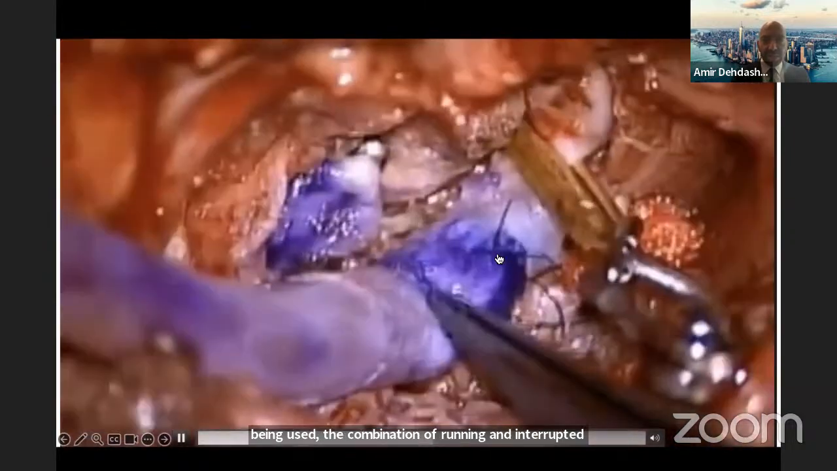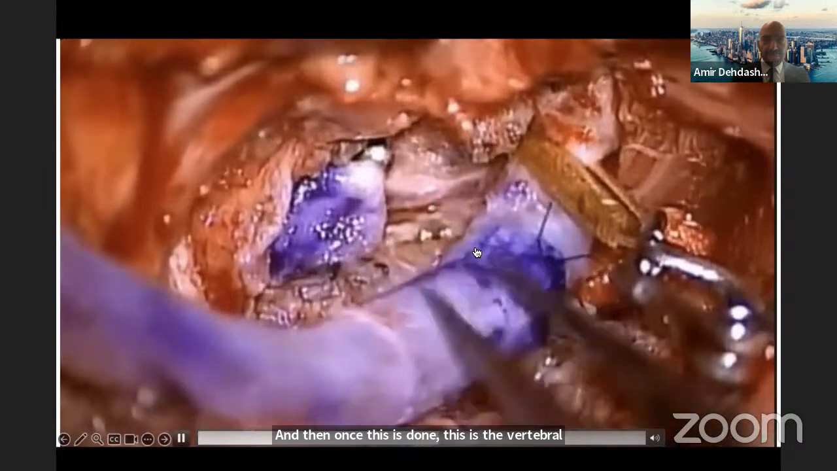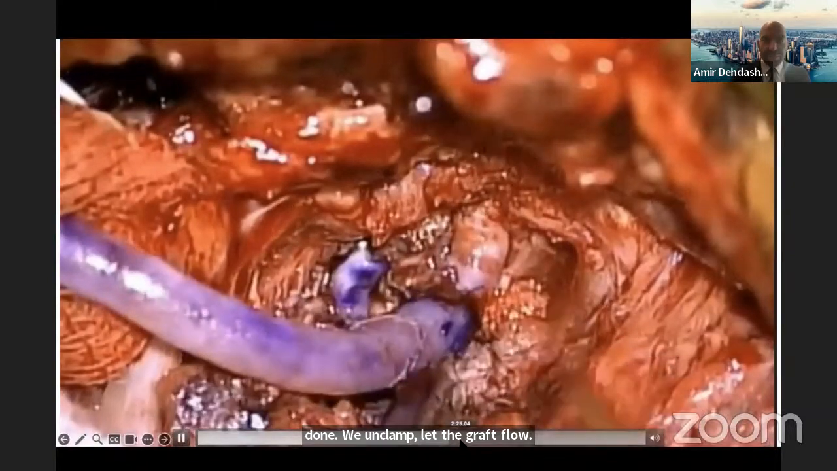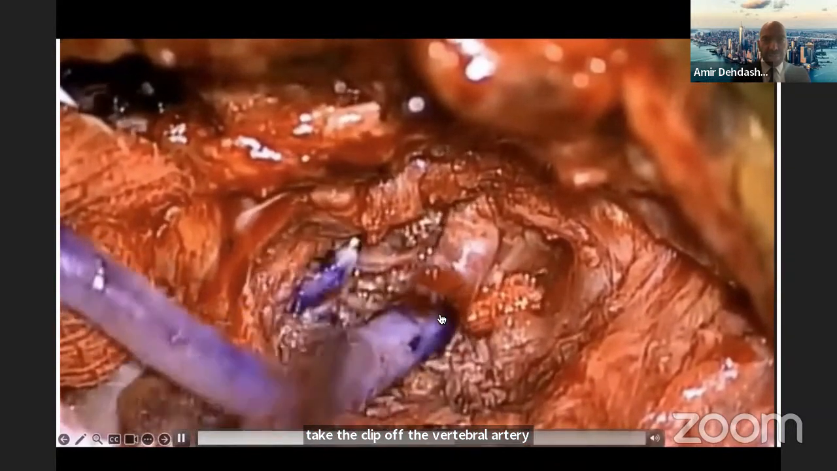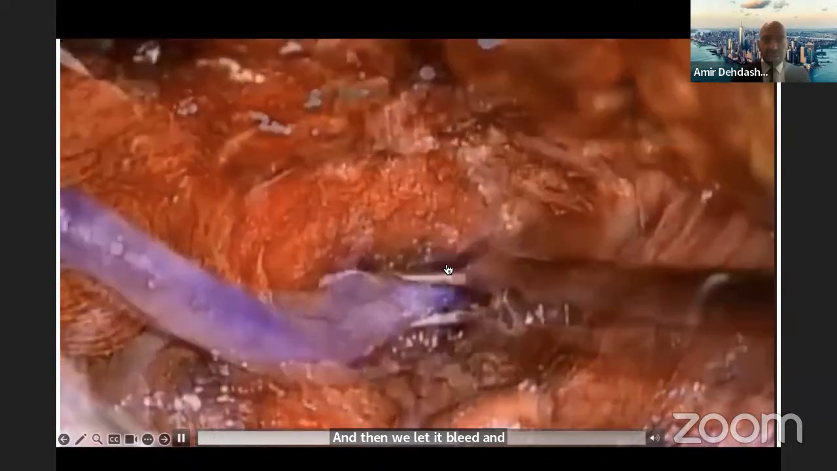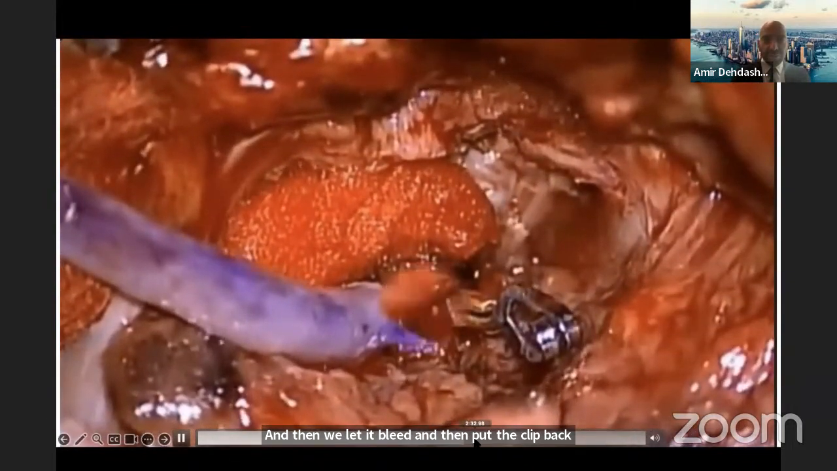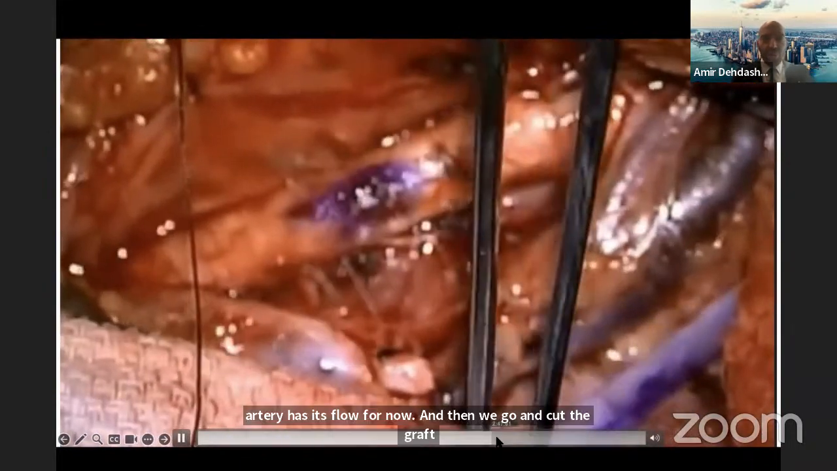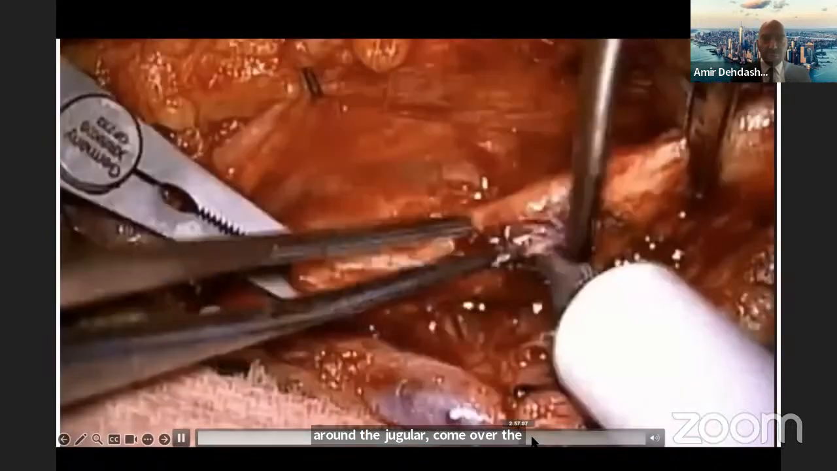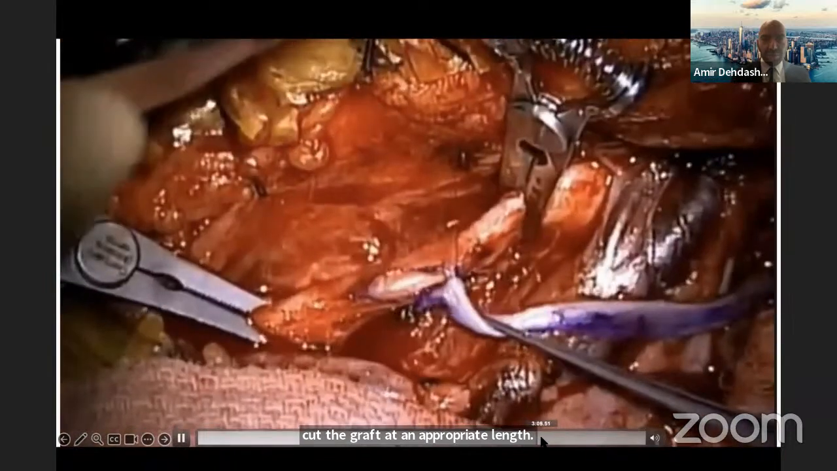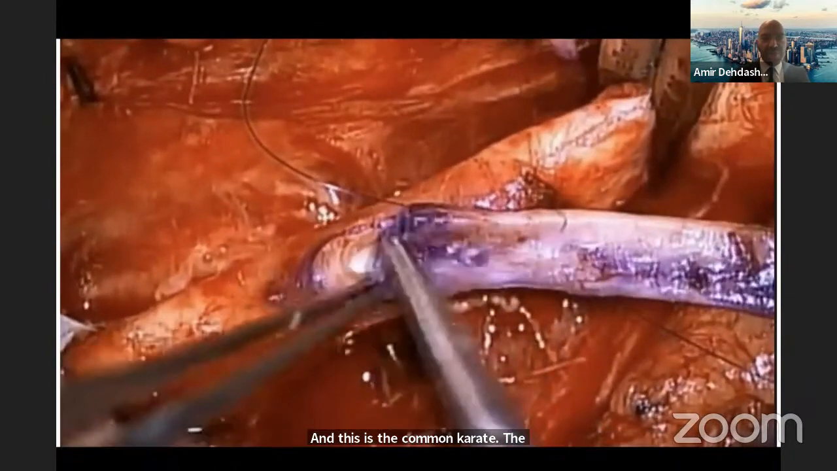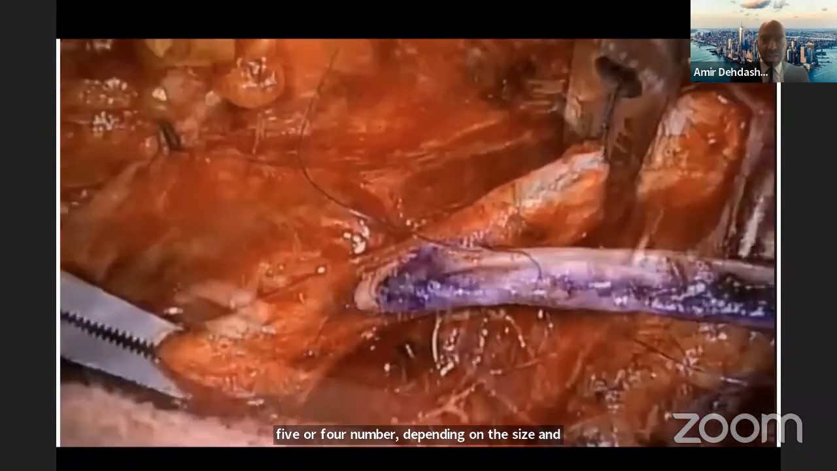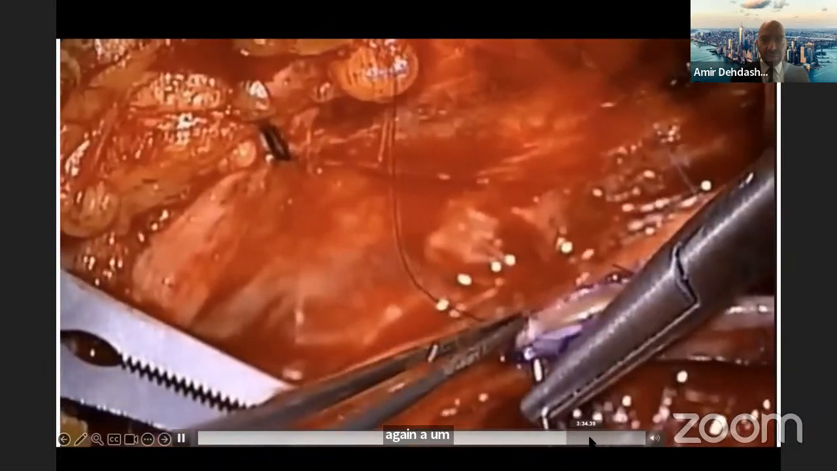Once this is done, the vertebral artery anastomosis is finished, we unclamp, let the graft flow, take the clip off the vertebral artery, let it bleed, and then put the clip back just above the connection. This way the vertebral artery has its flow for now, and then we cut the graft around the jugular, come over the common carotid artery, and cut the graft at an appropriate length. This is the common carotid. The aortic punch is being used, a 5 or 4 number depending on the size, and again a heel and toe of the anastomosis is sewn, and then we connect that with different sutures.